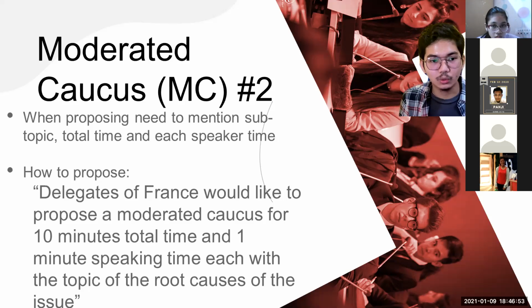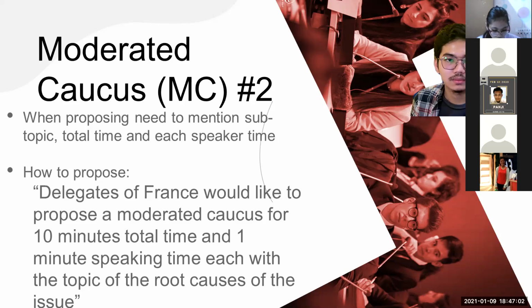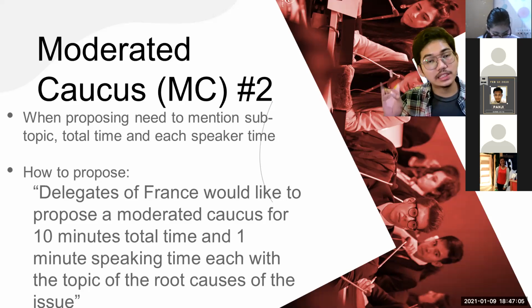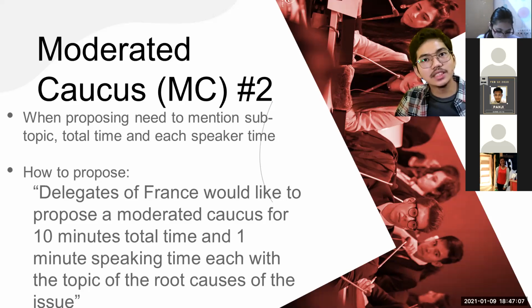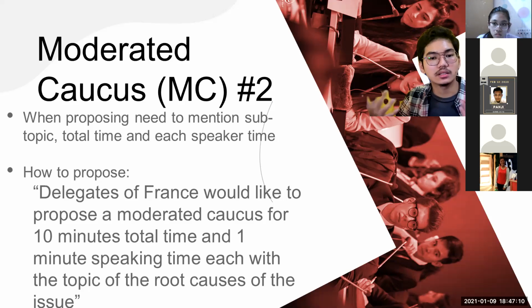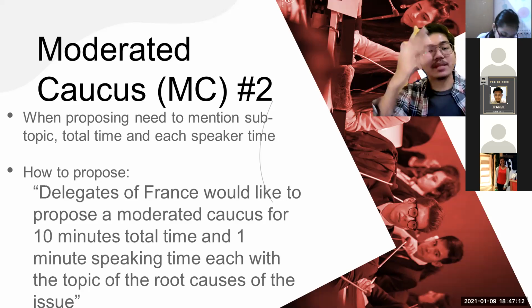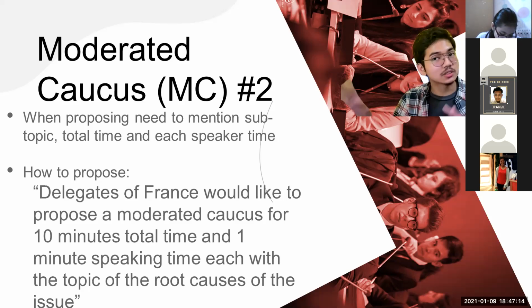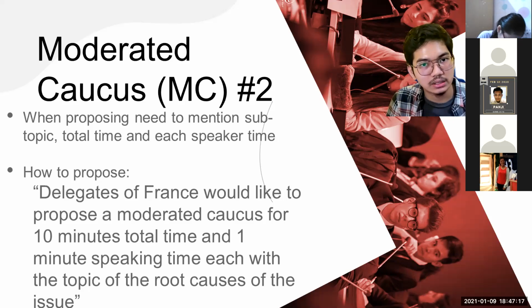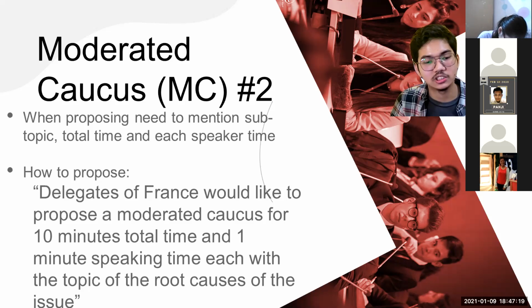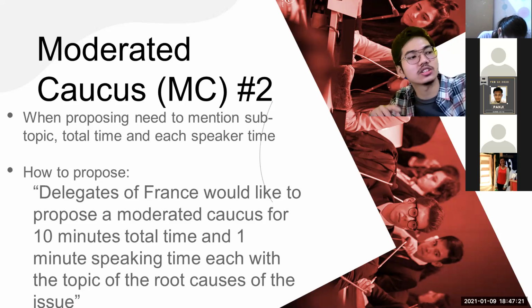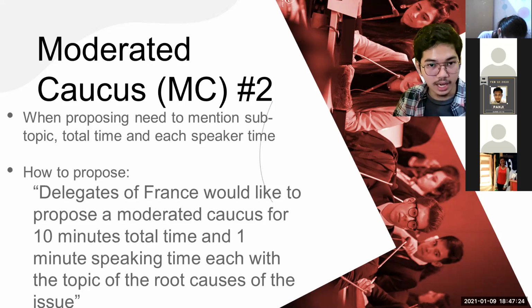Delegate of France would like to propose a moderated caucus for 10 minutes in total, 1 minute speaking time, with the topic of the root cause of the issue. Remember that there will be chair's discretion. Some chairs would allow a moderated caucus for 20 minutes in total, but some chairs would only prefer 10 minutes, or even 5 minutes total time. So what is total time? Total time is the total period of time needed for a moderated caucus to happen.